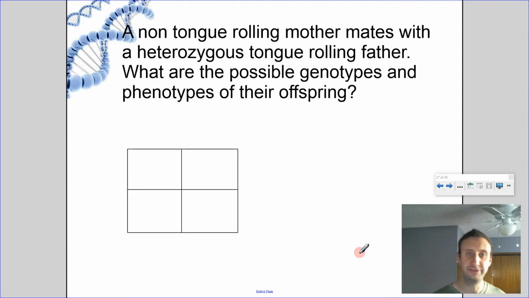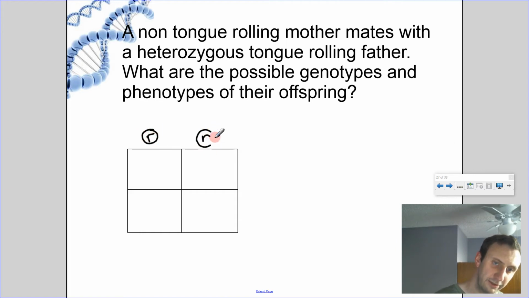So let's try out an example of this. A non-tongue rolling mother mates with a heterozygous tongue rolling father. What are the possible genotypes and phenotypes of their offspring? So I have a non-tongue rolling mother, and we've already established that tongue rolling is a dominant trait. So if I take a look at the mom, and here's the egg, little r, okay? So these are the 2 alleles that mom has. These are the only 2 that she can give, recessive and recessive, because mom is not a tongue roller.